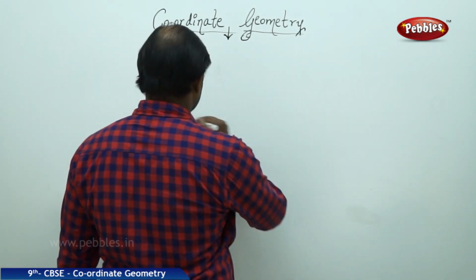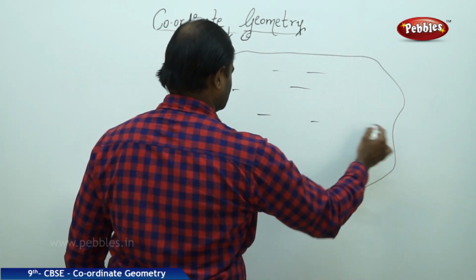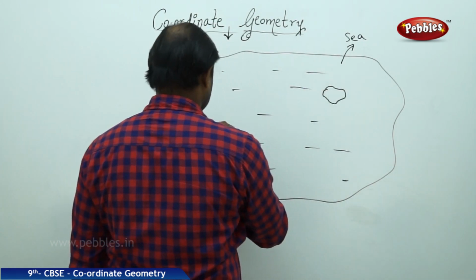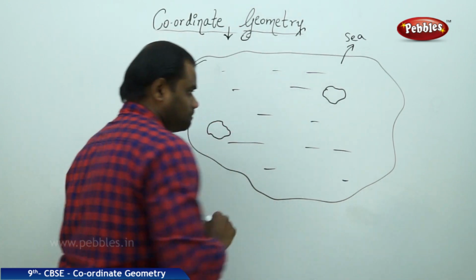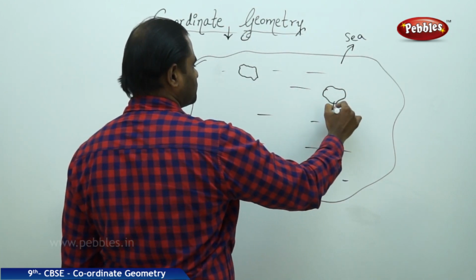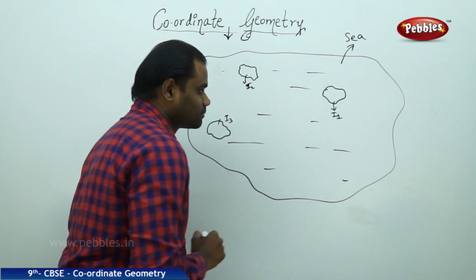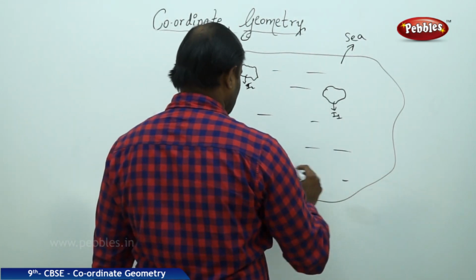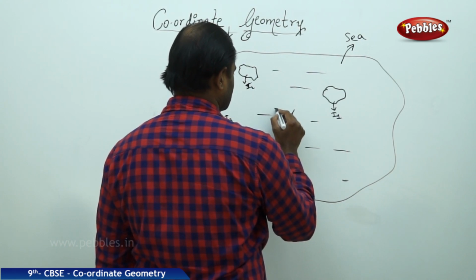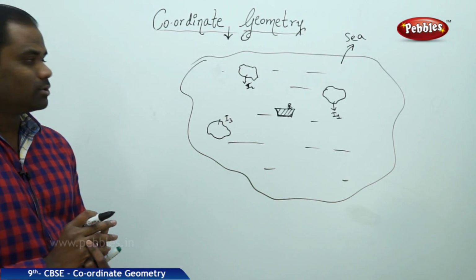For example, I take the sea. Now here is the sea in which there are small islands. So here is one island and here is another island. And then here is one. So this is island 1, this is island 2, island 3, is how we understand the concept. Now the ship, which is out here, would like to reach the shore. So let's see where it reaches.